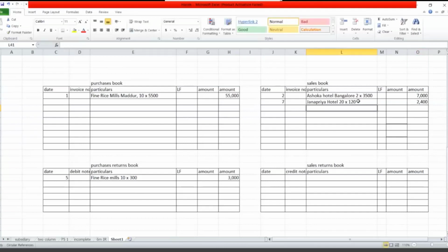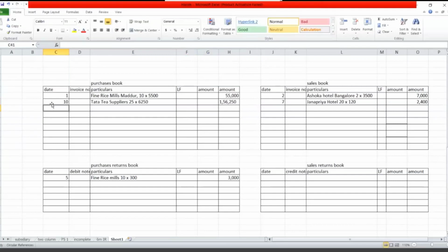What is the next transaction after this? On 10th, purchased 25 cases of tea powder. From whom did we purchase? Tata Tea Suppliers. 25 cases. Each case costs 6,250. Then how much will you get? It will be 1,56,250.